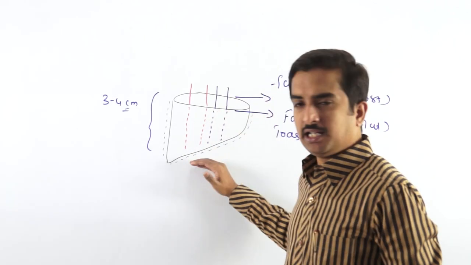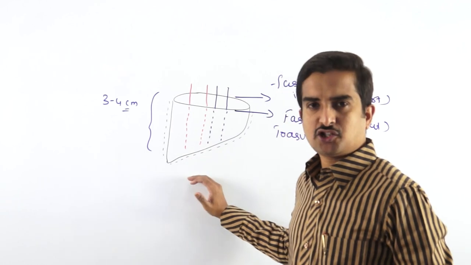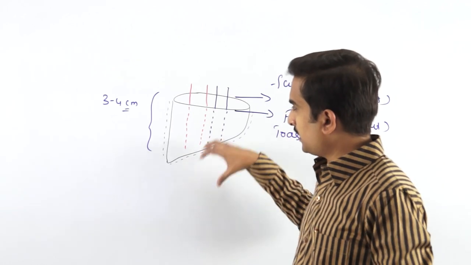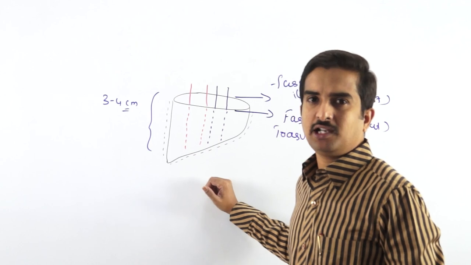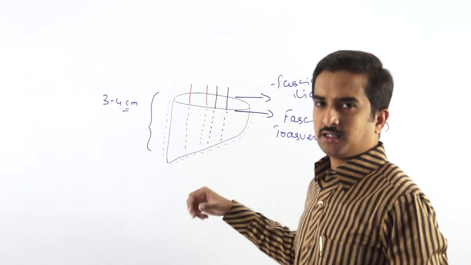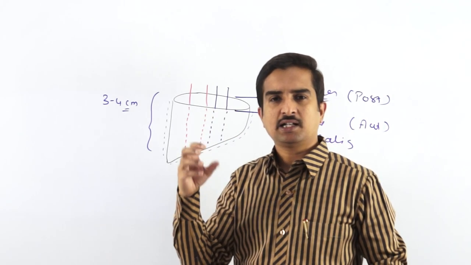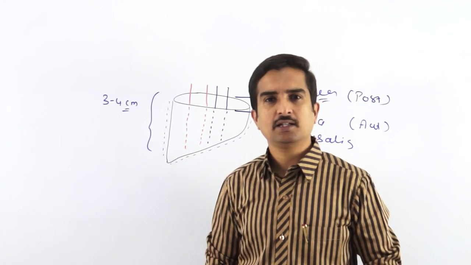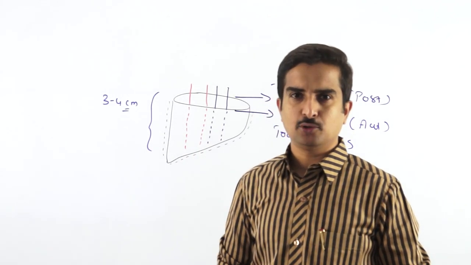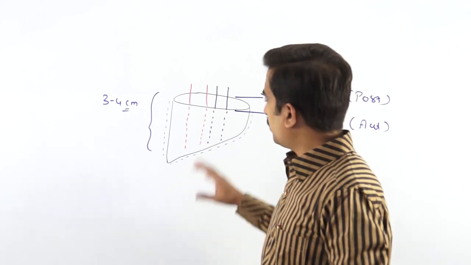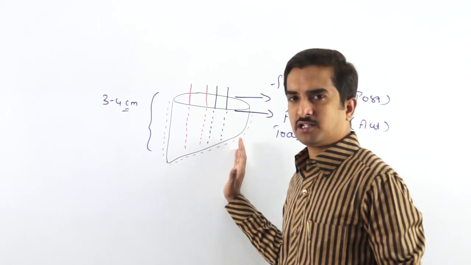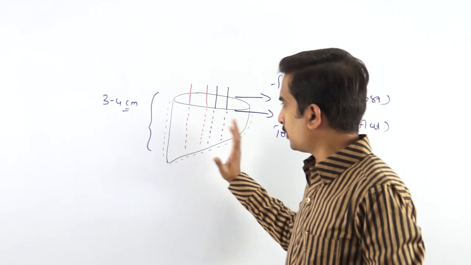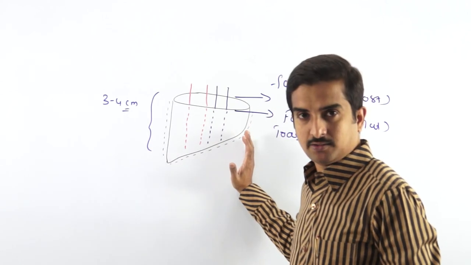Now inferiorly, this femoral sheath merges with the connective tissue around the femoral vessels, which means it is merging with the connective tissue which is covering the femoral artery as well as the femoral vein. Now if you see the structure of the femoral sheath, it is funnel shaped, conical in shape, and it is asymmetrical, right?